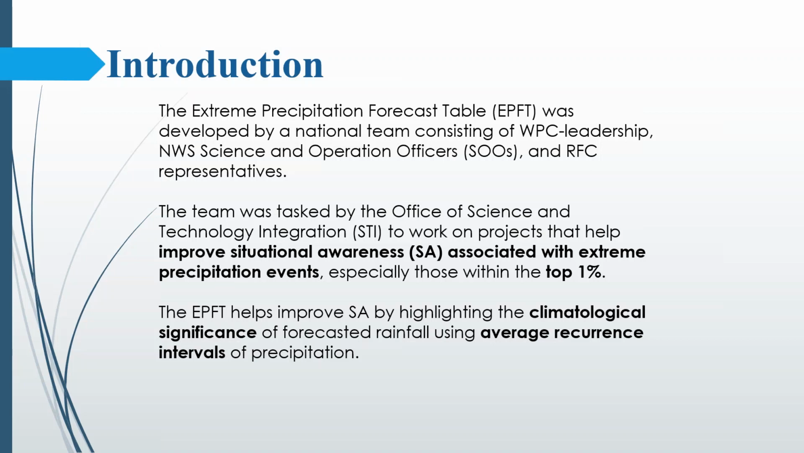events. And those include those that fall within the top 1%. So think of events like the Boulder 2013 flood event, or Hurricane Harvey, or even more recently, Hurricane Matthew. So the EPFT is designed to help improve situational awareness by highlighting climatologically significant forecasted rainfall using average recurrence intervals.